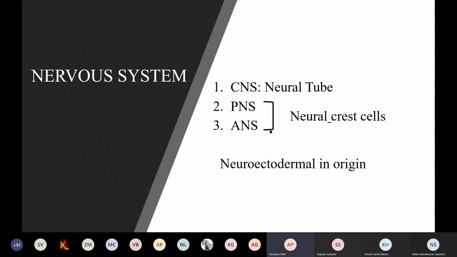So the central nervous system, that is brain and spinal cord, develops from the neural tube, and the peripheral nervous system and autonomic nervous system are derivatives of the neural crest cells. So all these parts are basically neuroectodermal in origin. They develop from the neuroectoderm. So the nervous system, if you see, is ectodermal in origin.